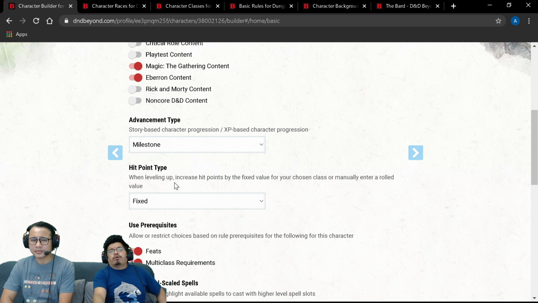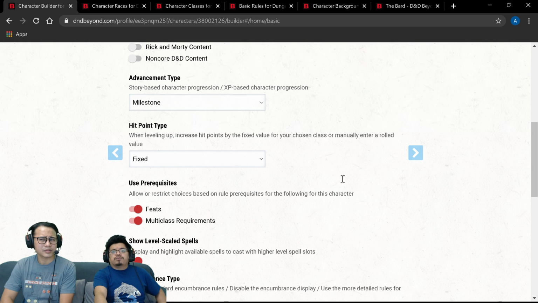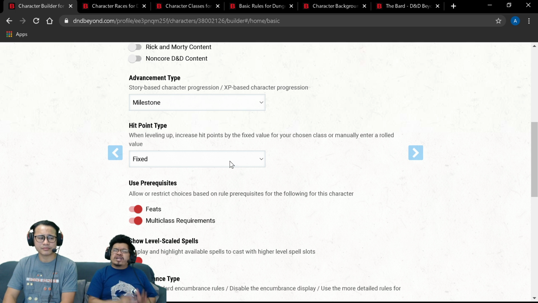For hit point type, this is the first time we get to make a decision for ourselves and about our character. Your DM can be involved, but this is basically how does our character, the bard we're going to create, specifically, how is their HP going to scale over time? We're going to keep everything at level 1 for the purposes of everything, but eventually we are going to level up, and this is going to decide whether the game does the math for us or if we gamble a little bit with dice.